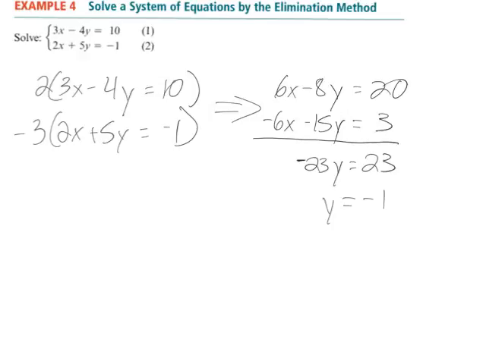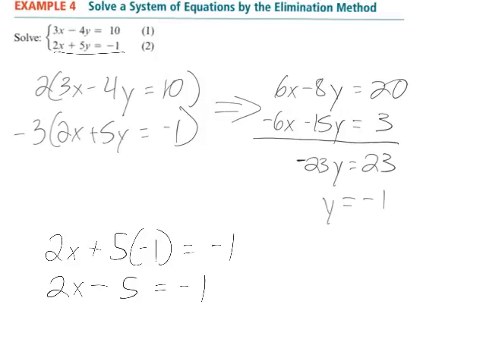So that's what we're going to do. I'm going to choose that second equation right there. It really doesn't make any difference which one you pick. I just randomly picked that one. And we plug -1 in for y. So that's going to be a 5 times -1 right there. And then we just solve this for x. So I can move the 5 over. 2x is equal to 4. So x is going to be equal to 2.